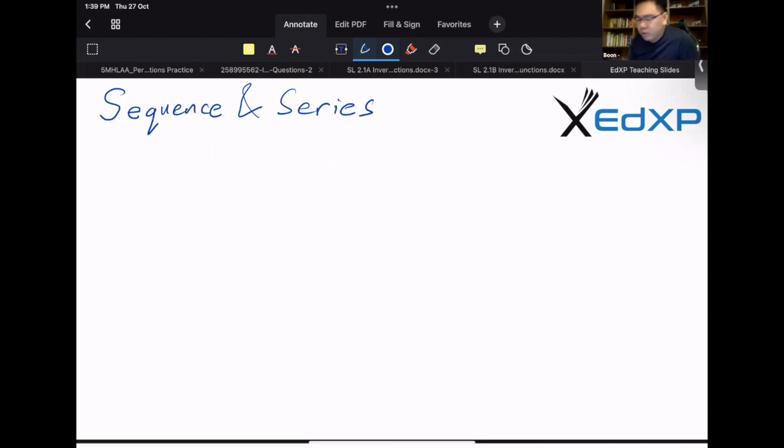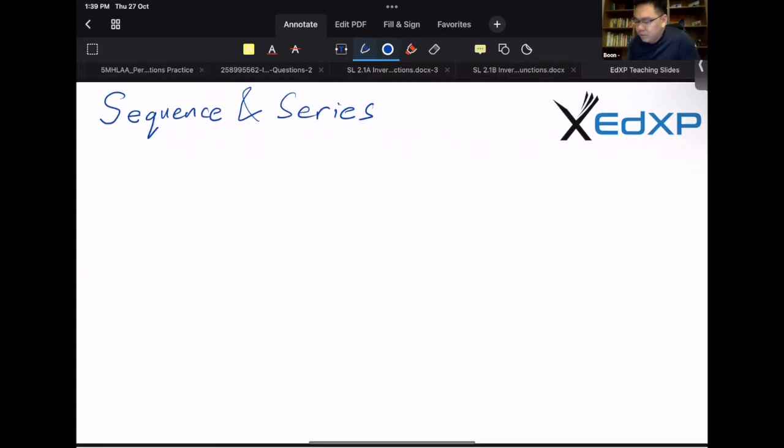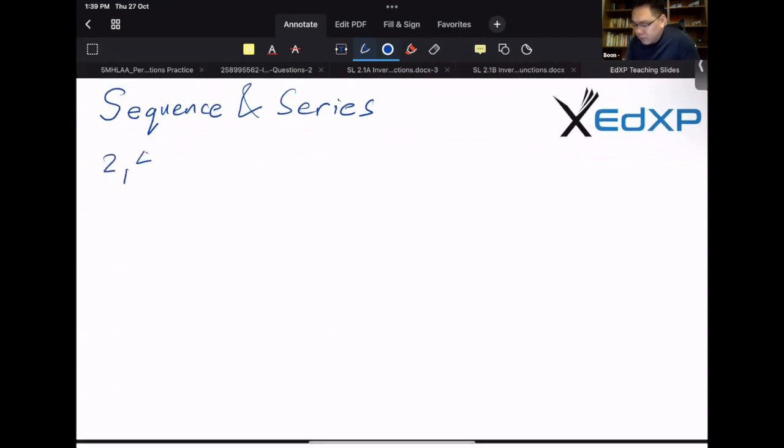Before we begin, we need to understand what is the difference between a sequence and a series. What are some examples of sequences? Let me list a few. For example, we have a simple sequence like this, 2, 4, 6, 8, ... Okay, this is a sequence of even numbers. Right?